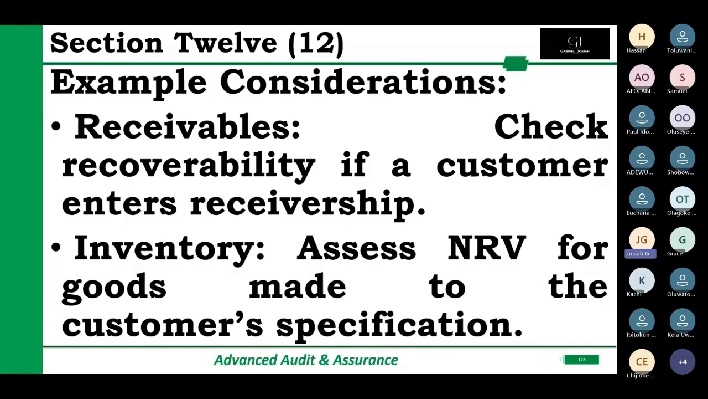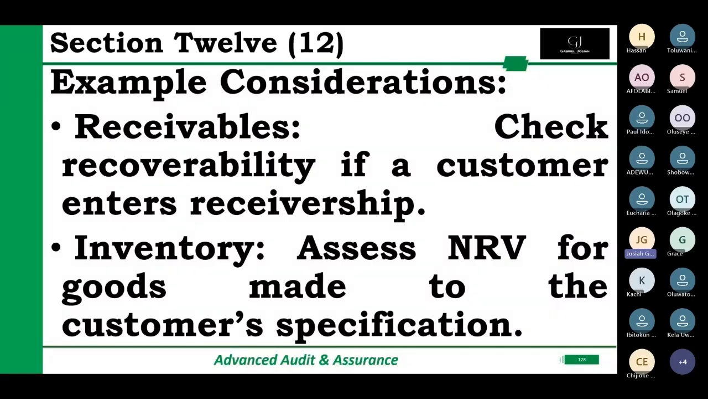So an example of some issues that may come up after the audit report has been signed, and the financial statements have been issued or even published, are receivables. He needs to check recoverability if a major customer enters receivership. Let's say a major contract client of the company he's auditing went into receivership, talking about bankruptcy, and that receivable is going bad, and it has not been reflected in the financial statements that have been signed. That may need to be reflected. It needs to be amended.